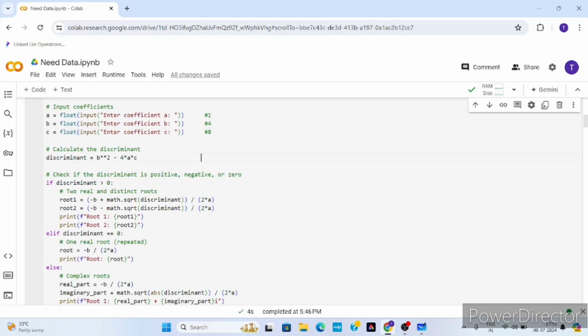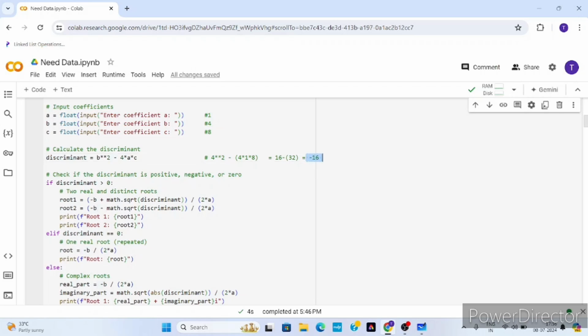So here, B square. Here these 2 stars represent power. So B square means the value of B is 4, so 4 square, okay, minus 4 into the A value. What is the value of A? 1, and the value of C is 8. So just calculate this. 4 square is 16, minus 4 ones are 4, 4 8s are 32. So 16 minus 32 will be minus 16. Okay, so this value is negative.